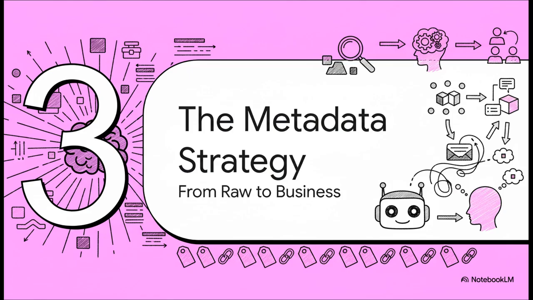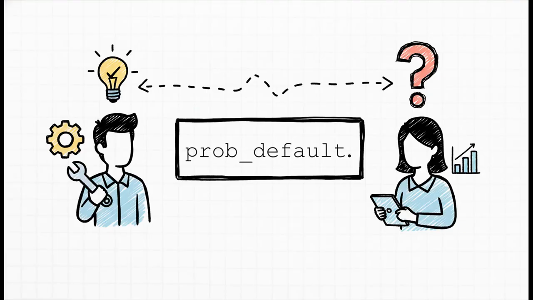This is the translation engine. It's where we add the metadata that makes the object understandable, not just for humans, but, and this is critical, for AI too. We've all seen this a million times, right? We start with a raw, probably abbreviated database column name like prob_default. To us, as engineers, it might seem obvious, but to a business analyst, it's totally cryptic.